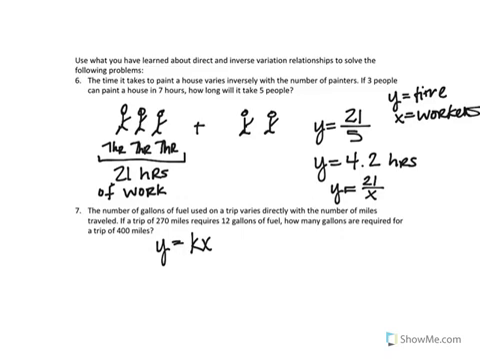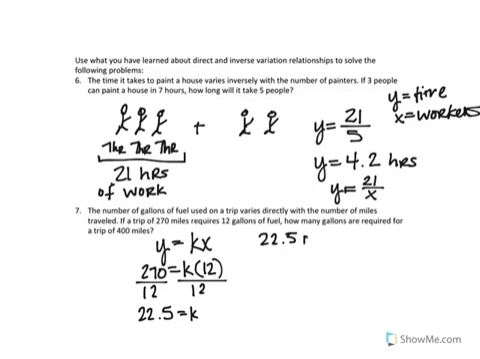And what we know is that we have 270 miles. We'll put that as my y equals k times 12. If I divide by 12, we're going to get a k value here of 22.5. What that means is that we get 22.5 miles per gallon, and that is our constant of variation.